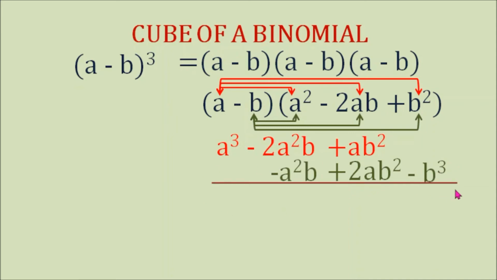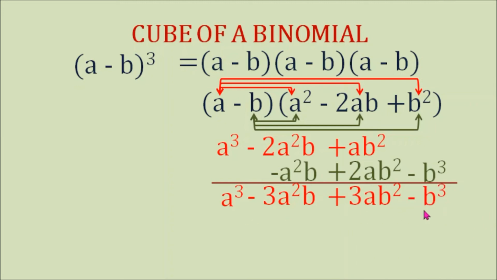Then we are going to add. Bring down a cubed, negative 2a squared b plus negative a squared b, that's negative 3a squared b. Then ab squared plus 2ab squared, that's 3ab squared. Then bring down negative b cubed.